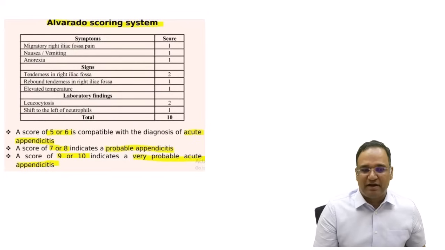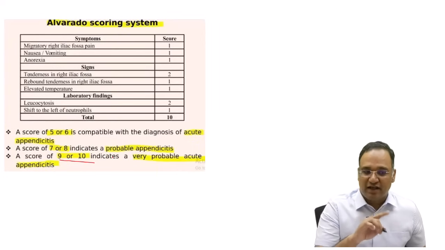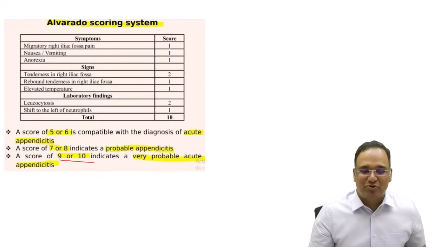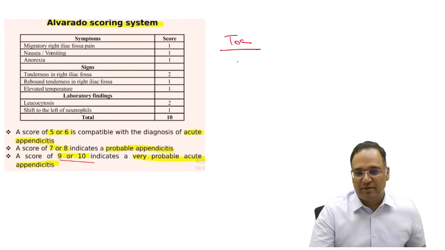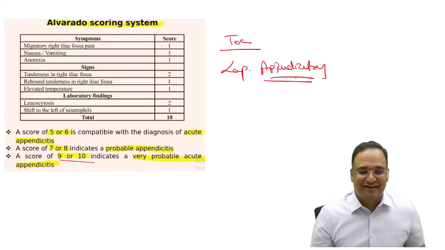A score of 5 or 6 is compatible with the diagnosis of acute appendicitis. A score of 7 or 8 indicates probable appendicitis. A score of 9 or 10 indicates very probable acute appendicitis, very important. Is it clear? So, the treatment of choice today for acute appendicitis is laparoscopic appendicectomy. Okay. Laparoscopic appendicectomy. Understand this.